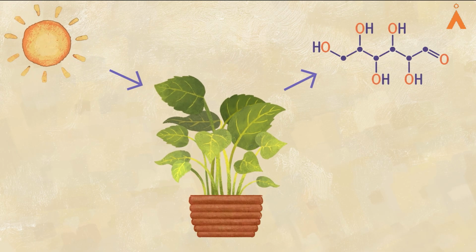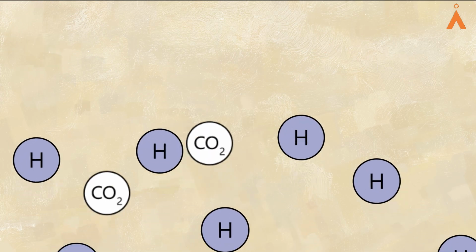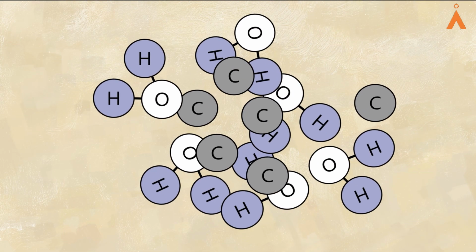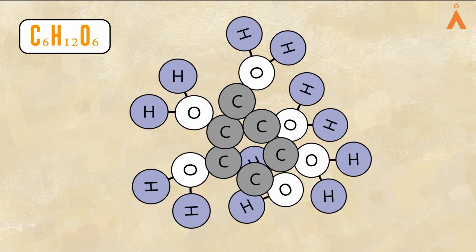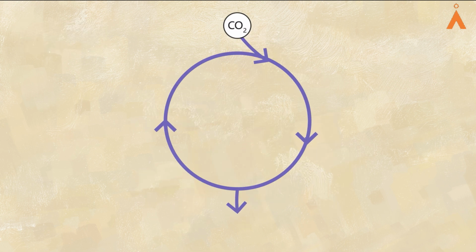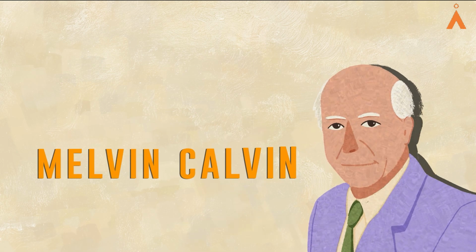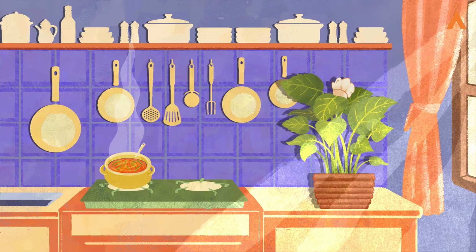The next step is to reduce carbon dioxide into sugars, which is nothing but adding hydrogens to the carbon dioxide molecule, making it CHO, and finally arriving at C6H12O6, glucose. This cycle of reactions that converts carbon dioxide to carbohydrates is called the Calvin cycle, after the scientist Melvin Calvin, who received the Nobel Prize for his work on determining the path of carbon in photosynthesis.